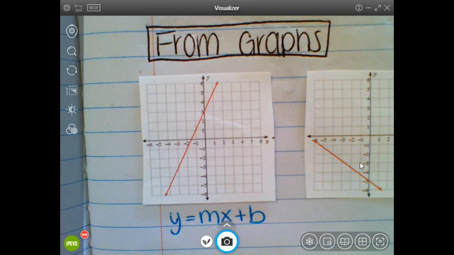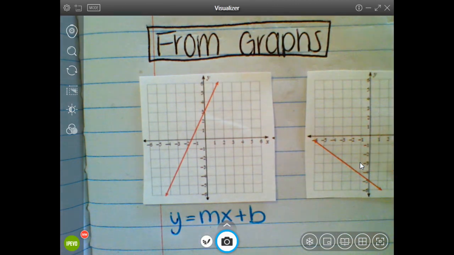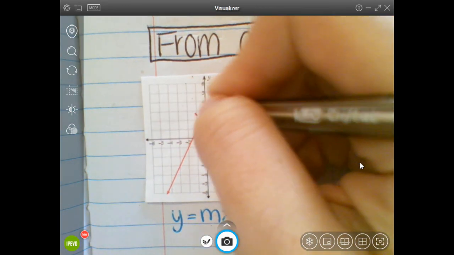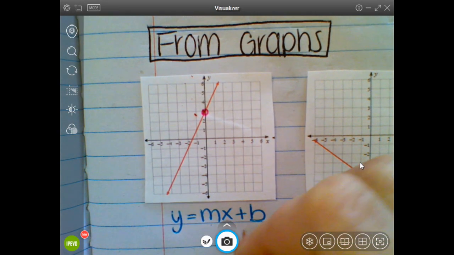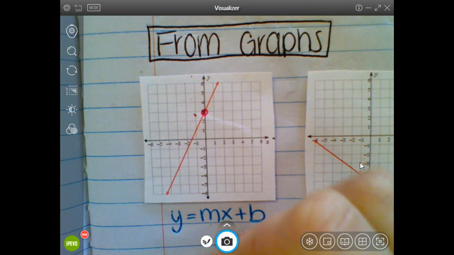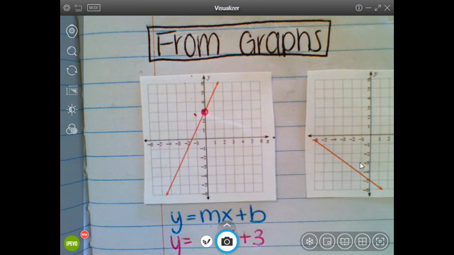Well, the easiest one to find is the y-intercept. If I'm tracing along my y-axis, I'm trying to see where my red line is crossing my y-axis. It's intercepting my y-axis right here at the number 3. So I know my b is a positive 3. I can put my x here, but I still don't know my m. So that's the second piece that I need to find.